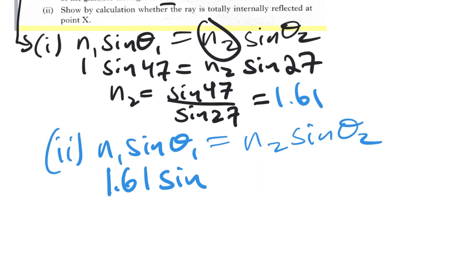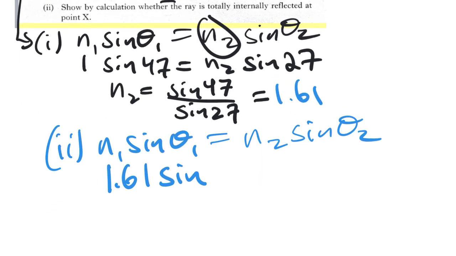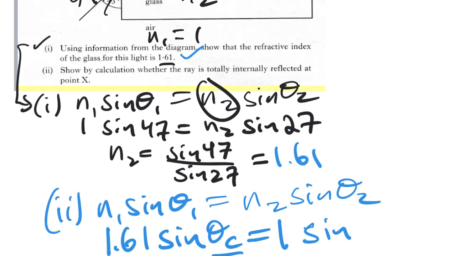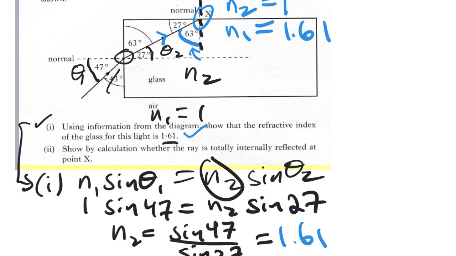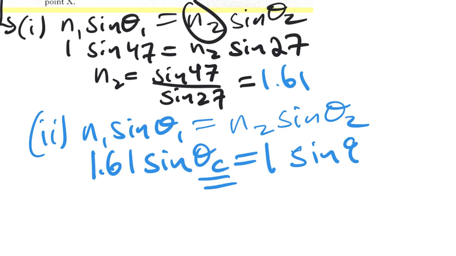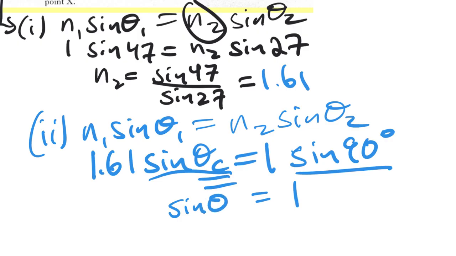Okay, so N1 sine of the critical angle equals 1, that's the air, times sine. Well, if this is the critical angle, what would have to be theta 2? What would have to be the angle of refraction? Well, it'd have to be 90 degrees by definition. This is always 90 degrees if on this side you're talking about the critical angle. So this all comes out to 1. And sine of theta c would equal 1 over 1.61.